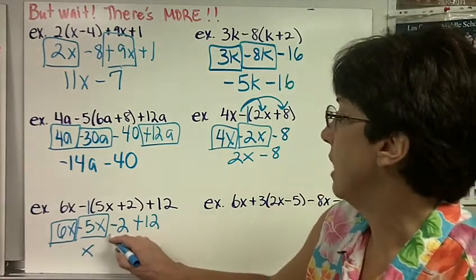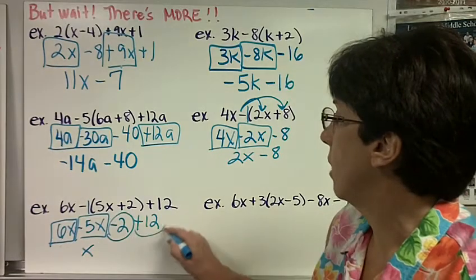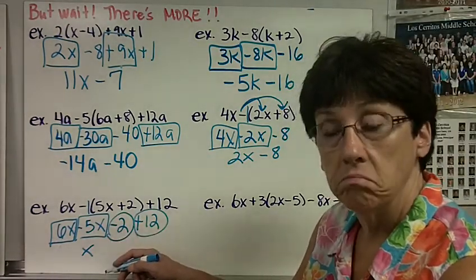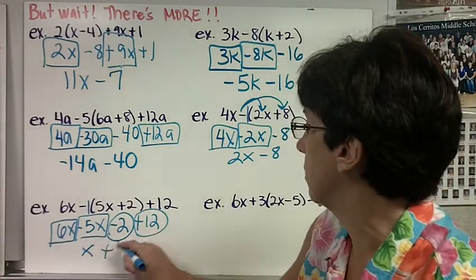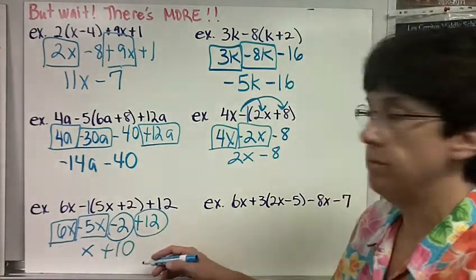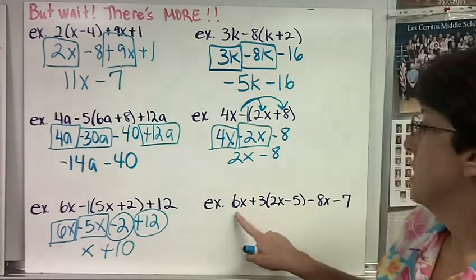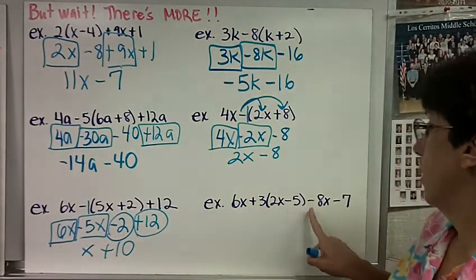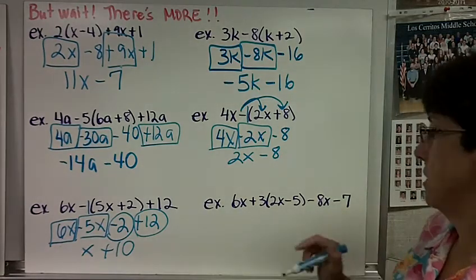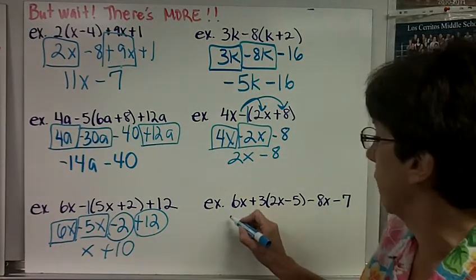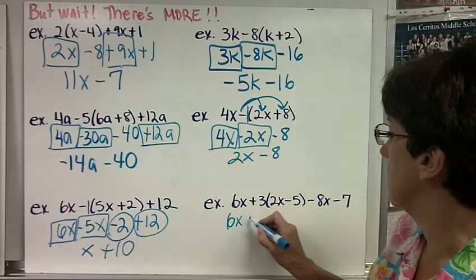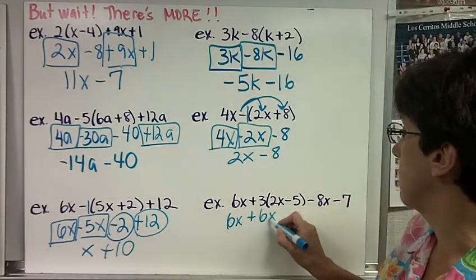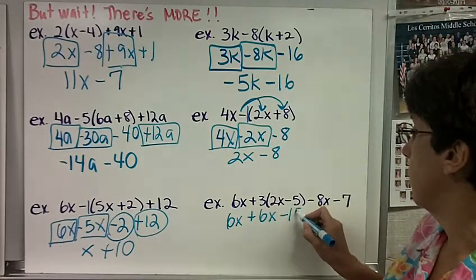All right, negative 2, let's circle these. Positive 12. What's 12 take away 2? 10. Positive 10. Good job. All right, last one. 6x plus 3 times the quantity 2x minus 5 minus 8x minus 7. Let's carry down what we can't do anything with right now. 6x, now I can do the distributive property, plus 6x minus 15.